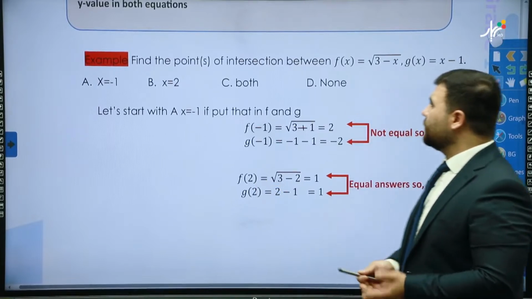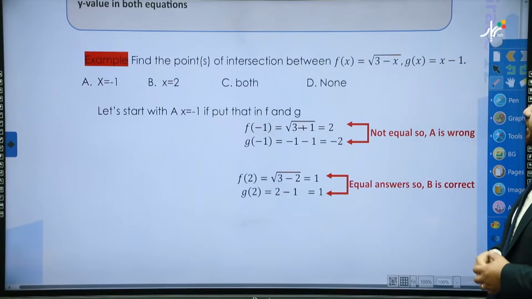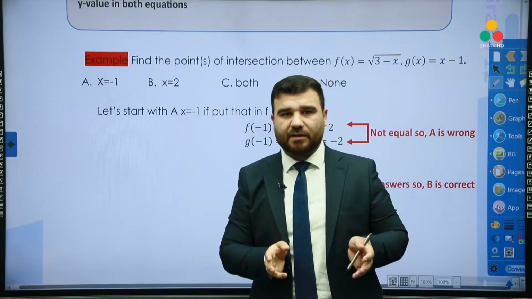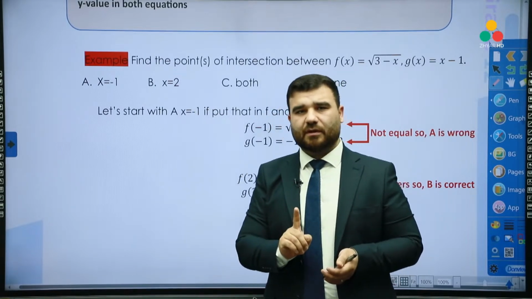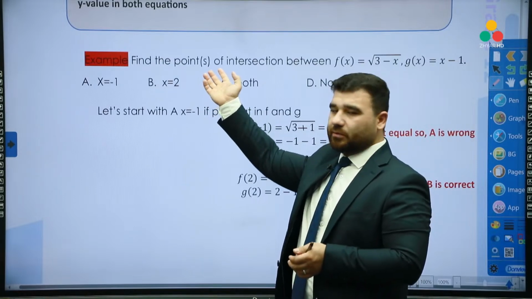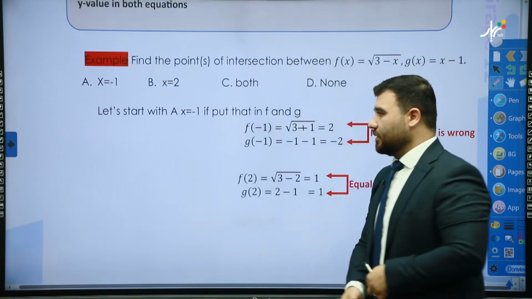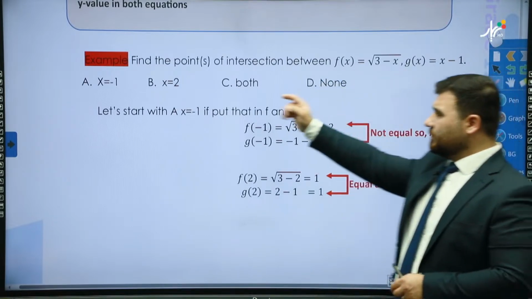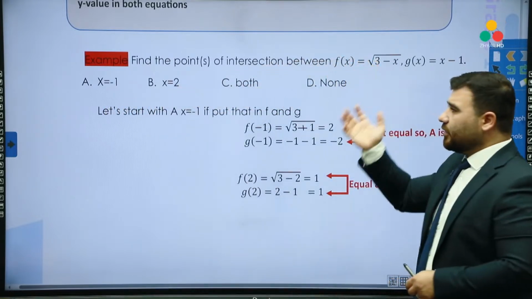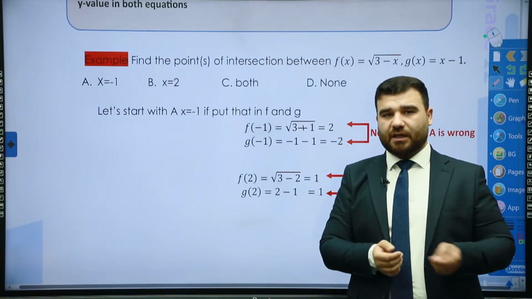Find the points of intersection between f(x) equal to the square root of 3 minus x, g(x) equal to x minus 1. Here it says point(s) between two brackets, because there could be one point, there could be more than one point. This is why this s is here, because there could be more than one point of intersection, or there could be only one point of intersection. The way we do it, we substitute the choices into the functions. The correct choice should make both equations equal.